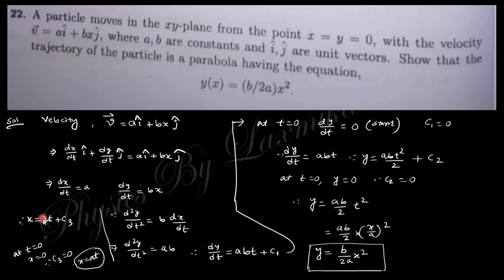And here you can see x equal to a t plus c3, at t equal to 0, x equal to 0, so c3 is 0, so x equals a t. If you put t equal to x by a, you will get the relation y equals b by 2a into x square, hence proved. Go to the next question.